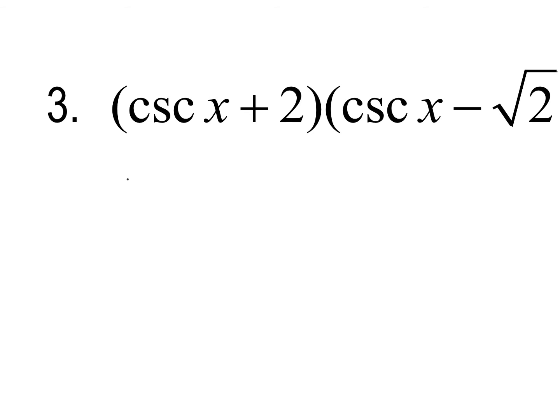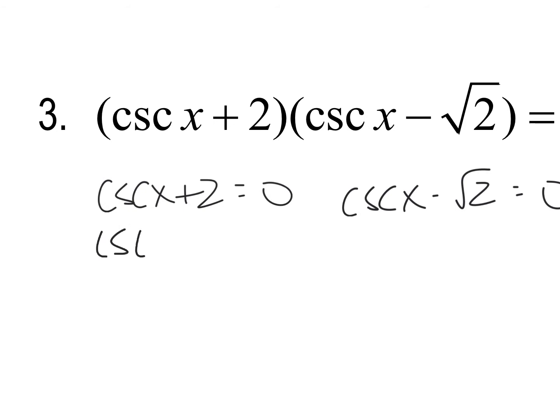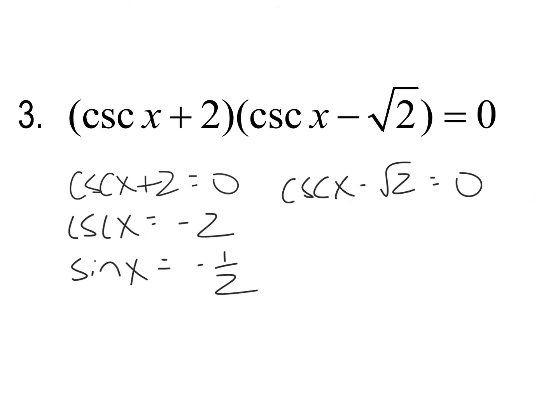So very first part, cosecant of x plus 2 equals 0. Or I also have cosecant of x minus radical 2 equals 0. Those are my two equations I'm going to solve. This means cosecant of x equals -2, which means sine of x equals -1/2. So remember, those are reciprocal functions. They're equivalent. I can just find the radian measure for sine of x equals -1/2.